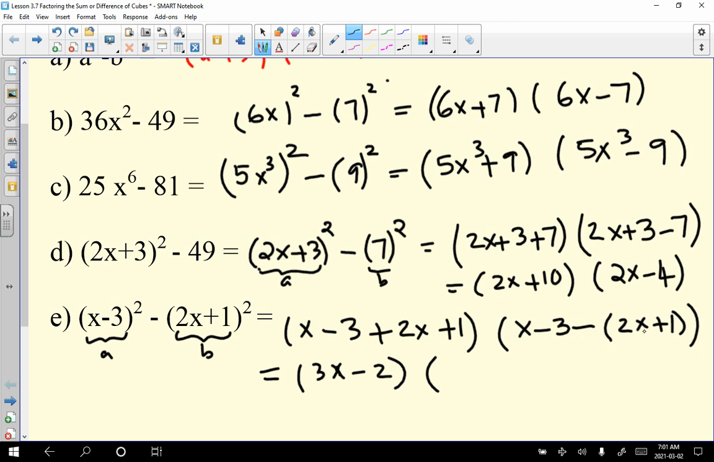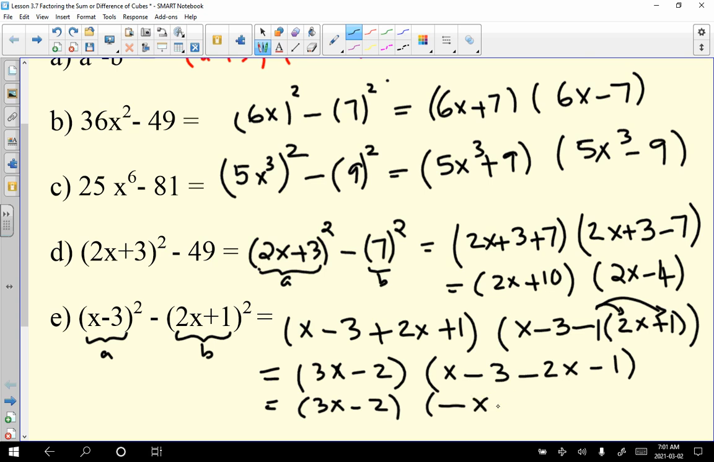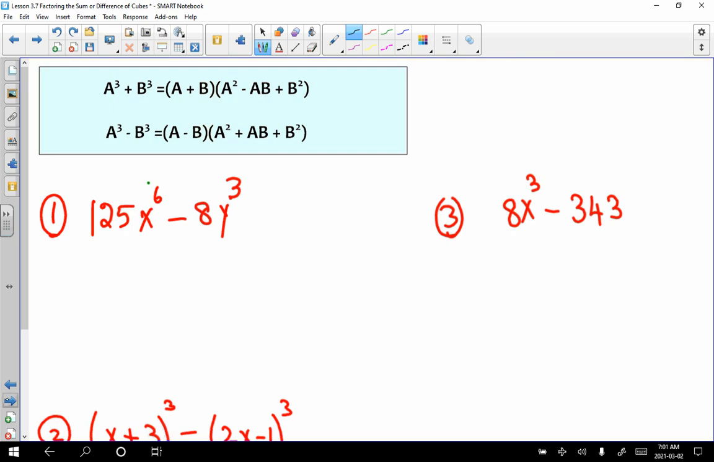But here you got to open up the bracket. So x minus 3, distribute the negative 1 into the brackets, and you get minus 2x minus 1. So it's 3x minus 2 times negative x minus 4, right? So you can take out the negative over here and write this as minus of x plus 4 by factoring out the negative, times 3x minus 2. All right? That was difference of squares.